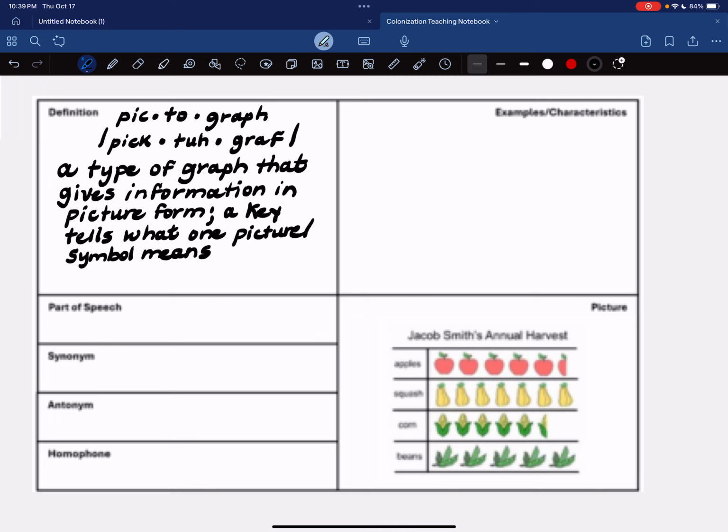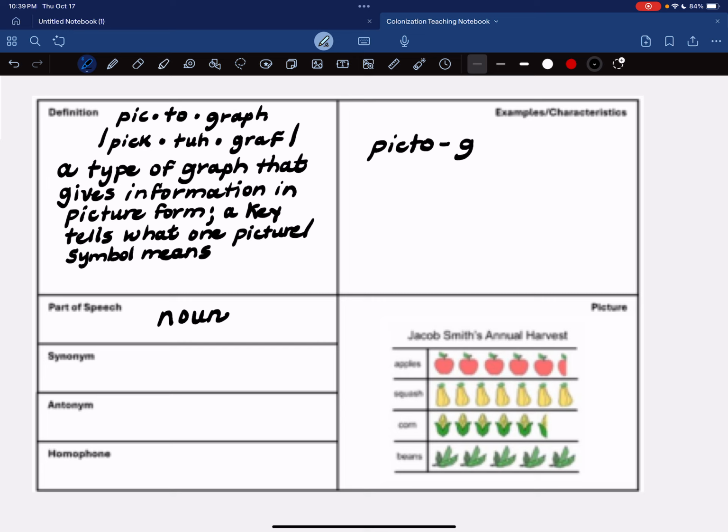The part of speech, a type of graph, that is a thing. This is a noun. It's something that I can draw, something that I can look at. It is a noun. I really can't think of a synonym, antonym, or homophone that works for our purpose here. So I'm going to leave those blank. And before I show you about the key, let's break down this word.